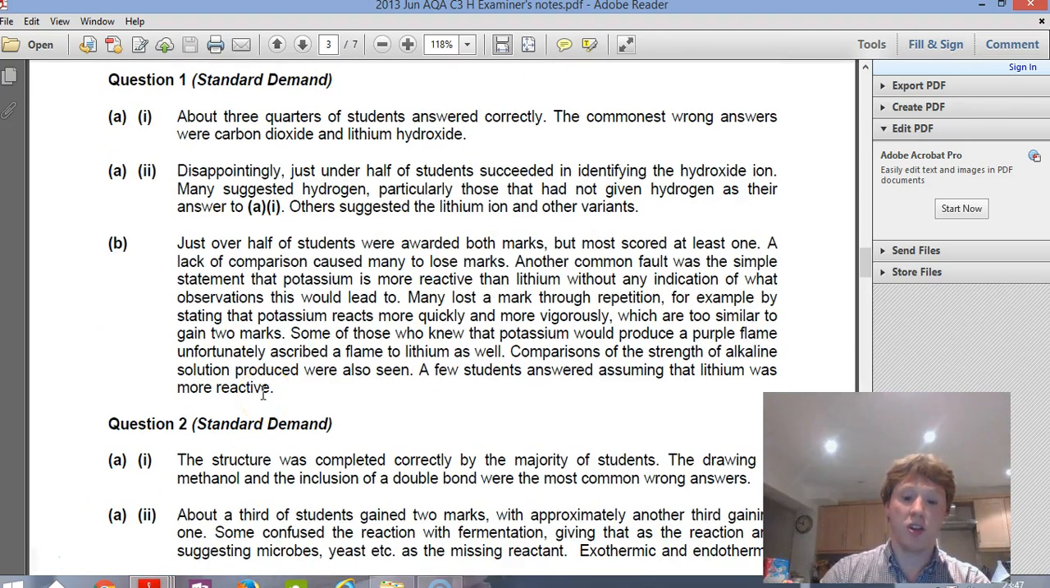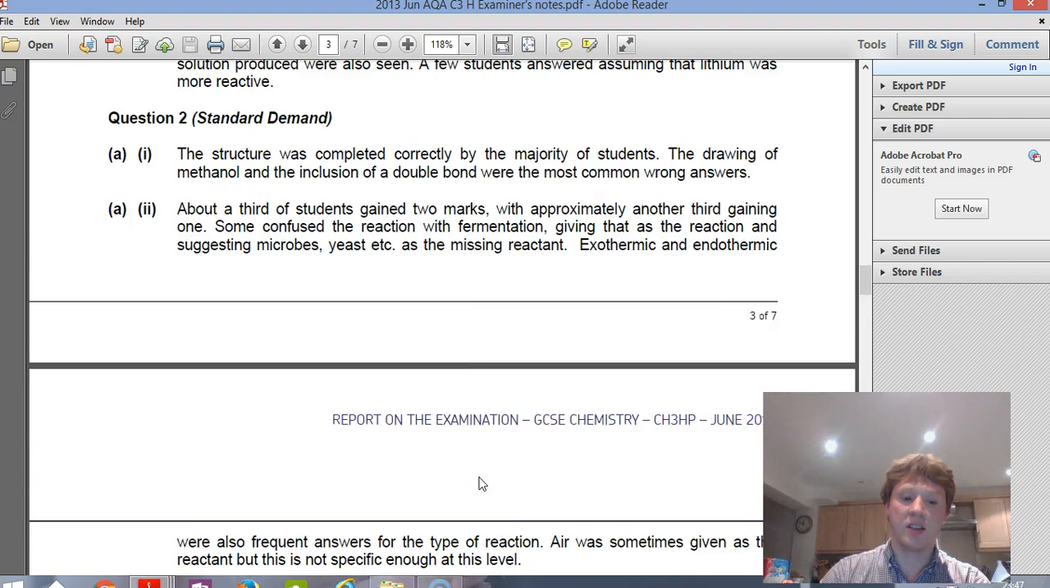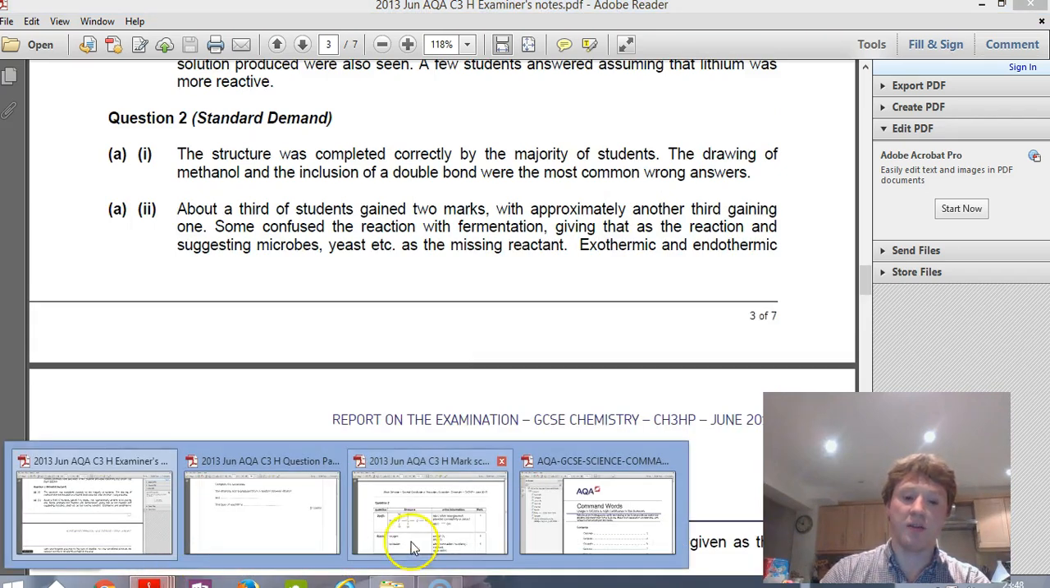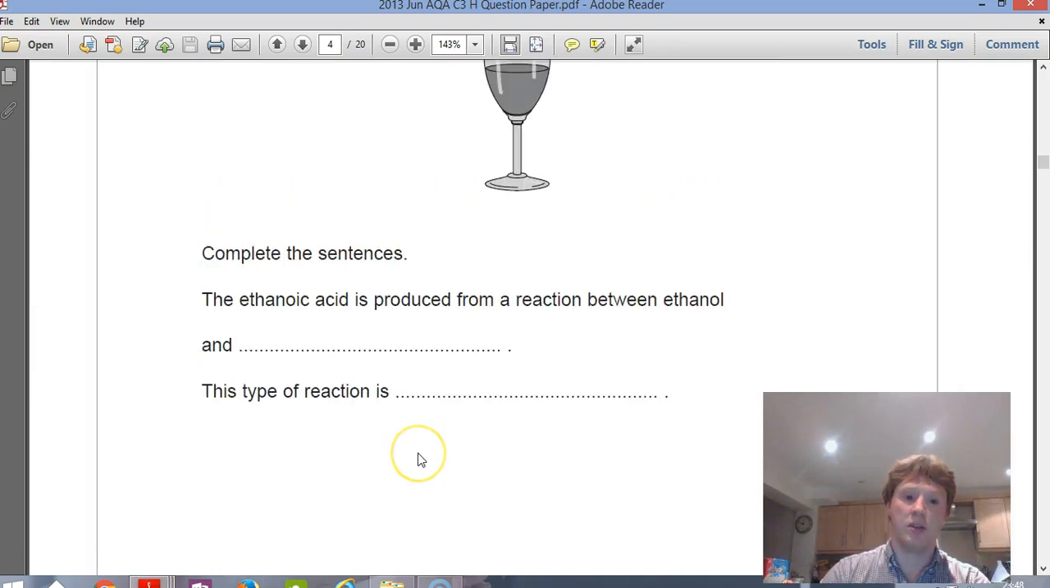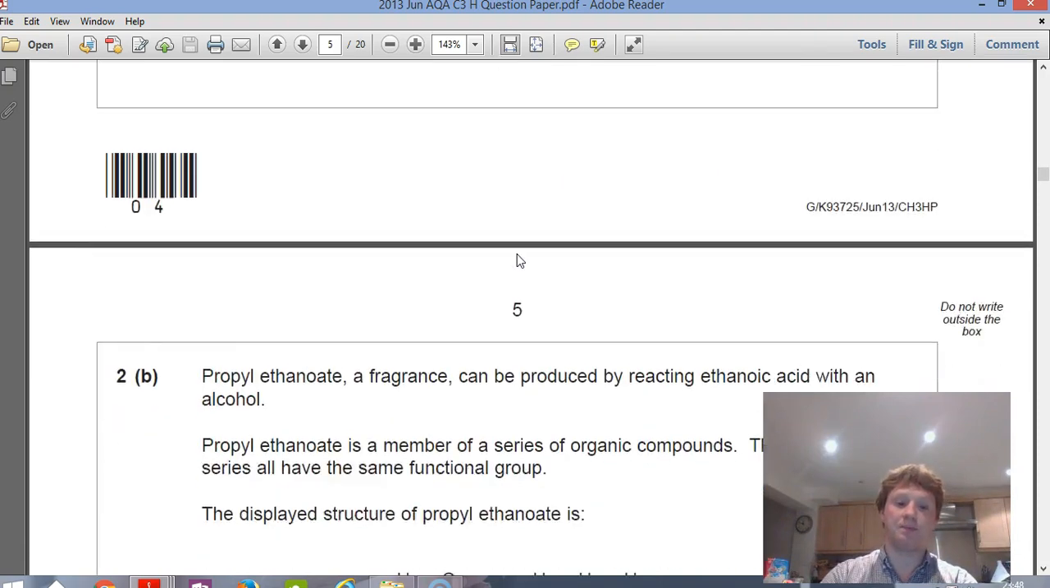A third of the students got 2 marks, another third got 1. Some thought it was fermentation, some said it was microbes, and exothermic and endothermic were frequent answers. Air is not specific enough because you've got to give an element. It doesn't say element specifically, but air is a mixture. So when you do a reaction, you need to be reacting it with a specific element or compound. You can't just say air, it's a mixture. You've got to say which substance in the air it's reacting with.